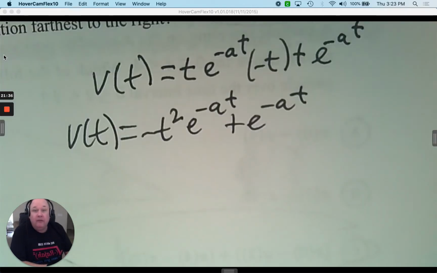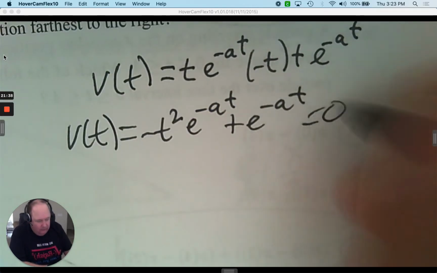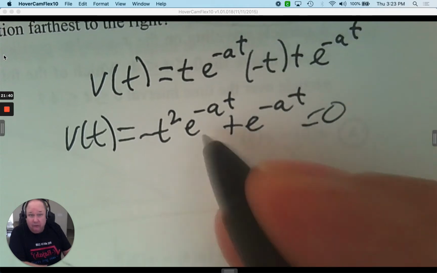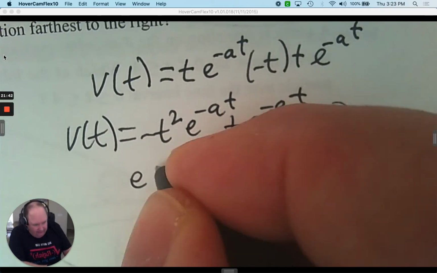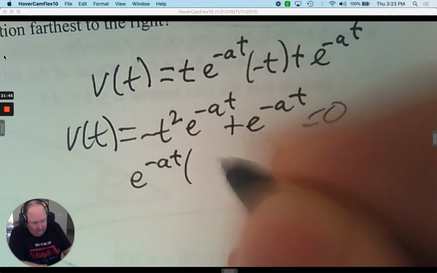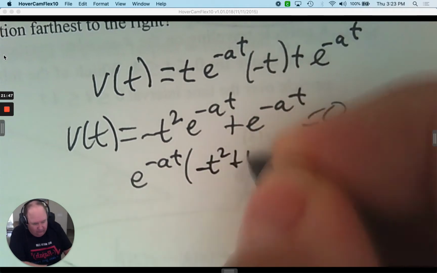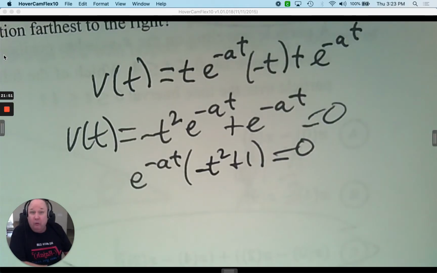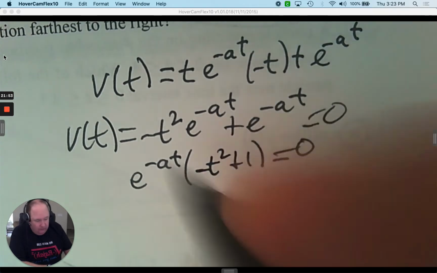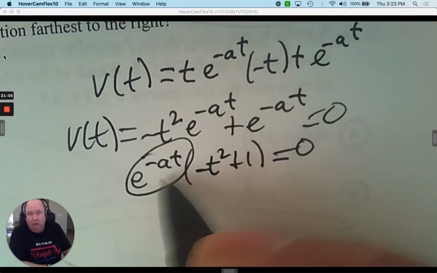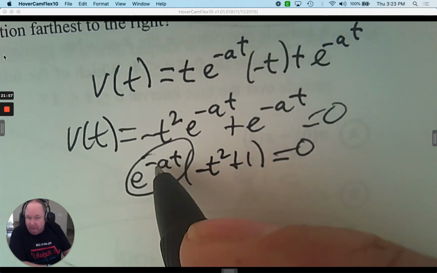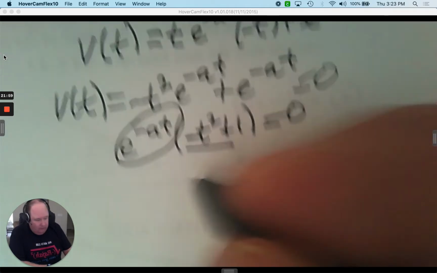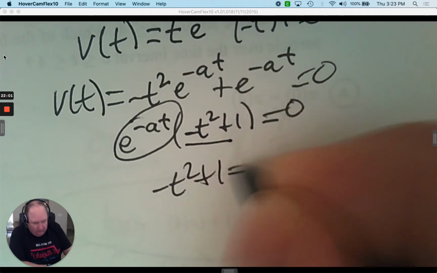All right, so next what I would do is make it equal to 0, and I would factor to solve it. So what do they have in common? Is e to the negative at. That leaves me with negative t squared plus 1. Now I want to know where the velocity is 0. So e to anything will always be a positive number. It could never be 0. So this is the only factor that I'm going to make equal to 0.